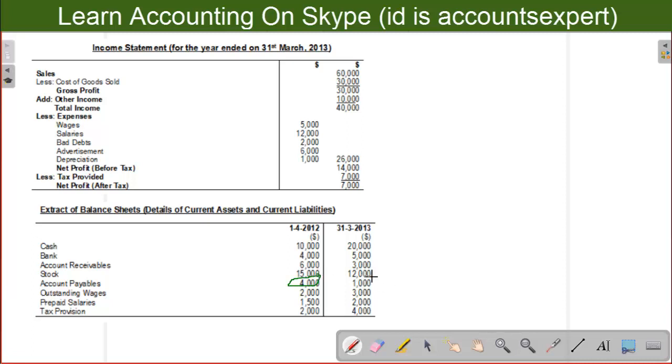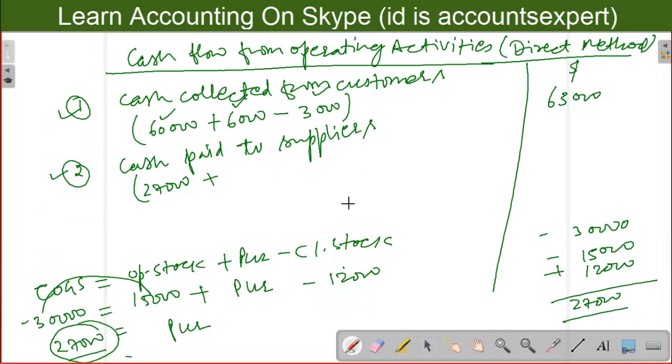Opening is 4,000 and closing is 1,000. So I will add opening accounts payable, that is 4,000, and I will subtract closing accounts payable, that is 1,000. So 27 plus 4, 31 minus 1, 30,000. So this is what? Cash paid to suppliers. And as there is cash outflow, because we paid the money, the answer we will show in the bracket, as a negative item.